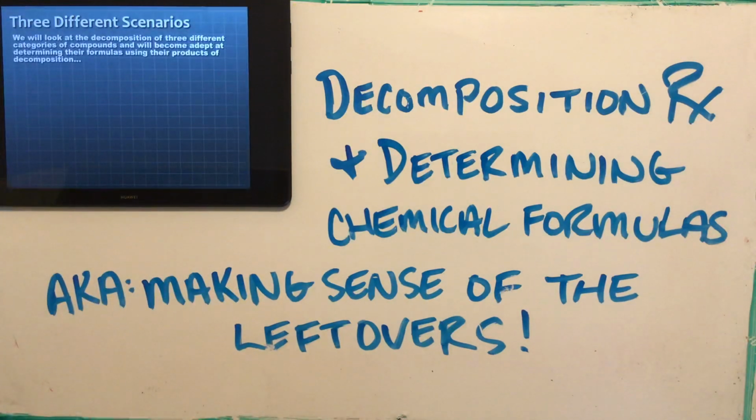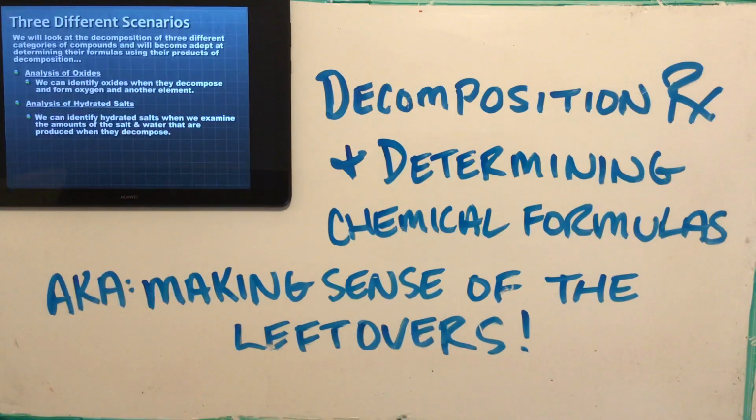Excuse me. So we're going to be looking at three types of decomposition reactions, all right? And again, the products are going to help us determine what the original reactant was, the original formula. So we're going to look at the analysis of oxides. If you remember, an oxide is anything that has an element and oxygen, right? Any element plus oxygen together in a compound, that's an oxide. So we can identify oxides when they decompose to form, obviously, oxygen and that other element, whatever it happens to be.